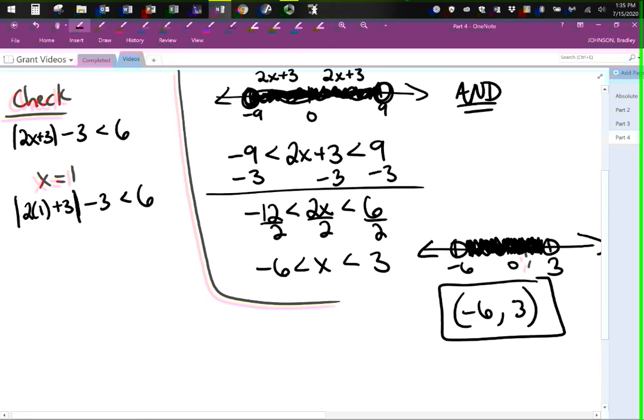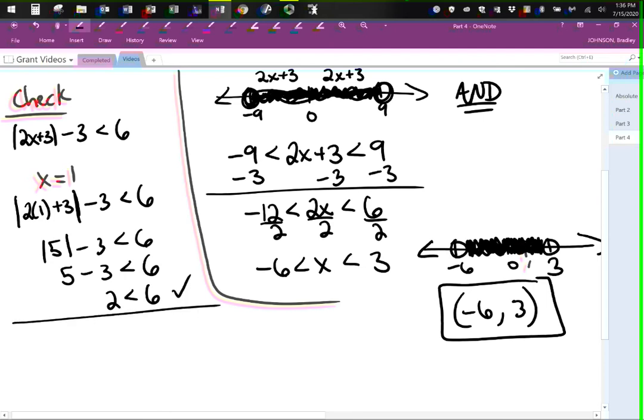Let's solve. 2 times 1 is 2. Plus 3 would be 5. So then we have the absolute value of 5, minus 3. The absolute value of 5 is just 5, minus 3, less than 6. Now 5 minus 3 is 2. Is that less than 6? Yes, that is a true statement, so that did check out nicely. And again, 1 was just one possible check.